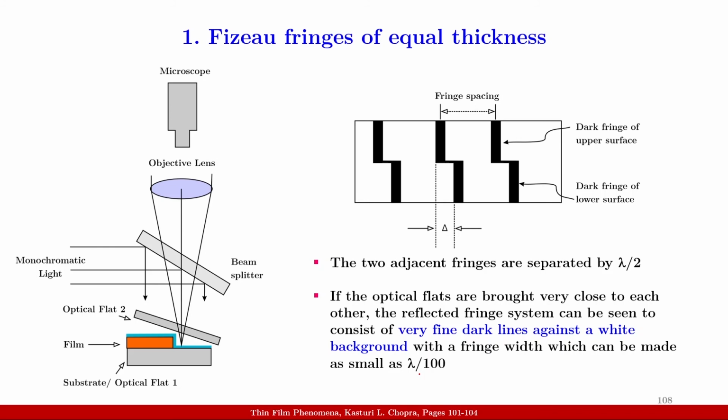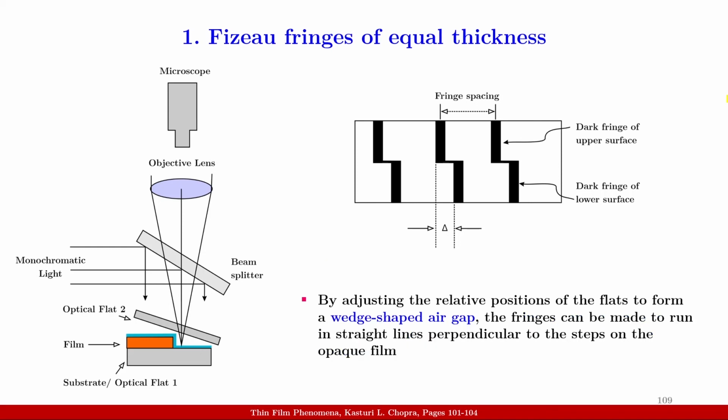If the optical flats are brought very close to each other, the reflected fringe system can be seen to consist of very fine dark lines against a white background with a fringe width which can be made as small as lambda by 100. By adjusting the relative positions of the flats to form a wedge-shaped air gap, as you see in this figure, the fringes can be made to run in straight lines perpendicular to the steps on the opaque film.